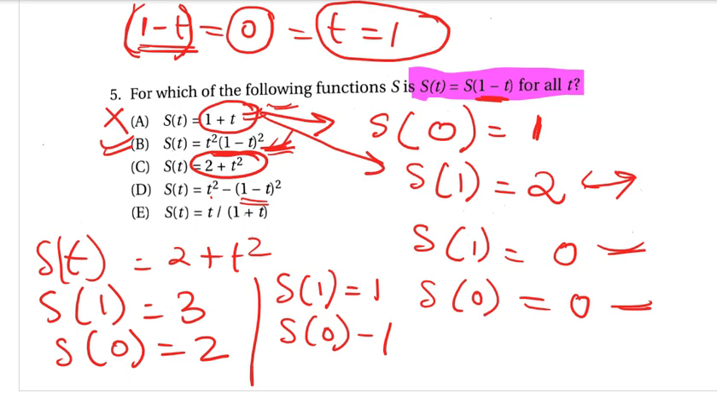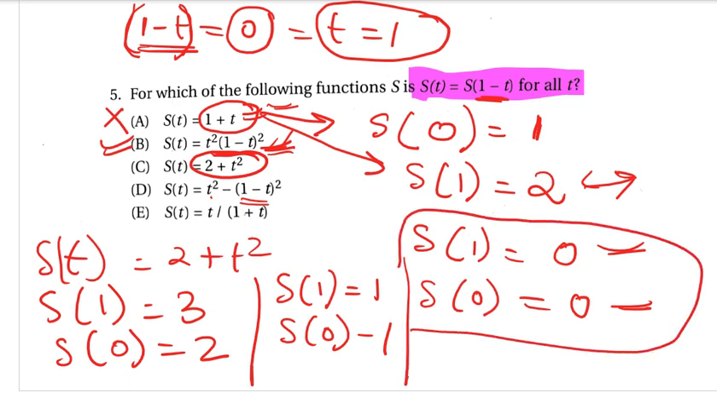Again not matching. Let's check for the last option. As of now, this one has matched. So s of 1 here is 1 by 2 actually, and s of 0 will be 1. So only this one is matching. That is the correct answer. Option B is the correct answer. Did you understand how simple these questions are?